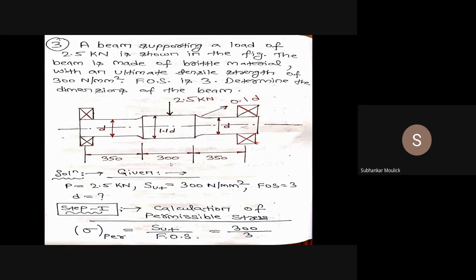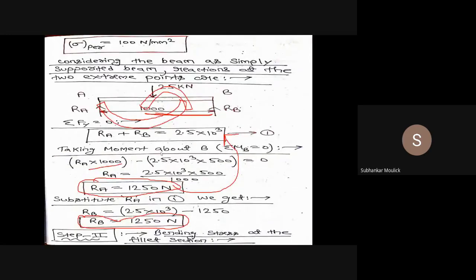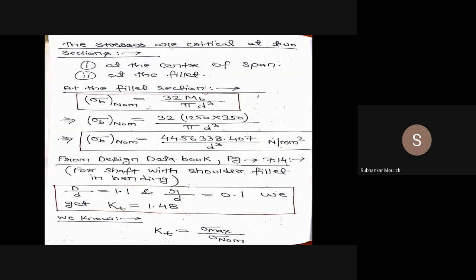Again I know that KT is equal to sigma max by sigma nominal. First find the value of sigma nominal, then find the value of KT from the design data book, multiply it with sigma nominal, and you will get the value of sigma max. So let us find the value of sigma nominal for the mid span of the beam. Bending stress for the mid span of the beam will again be 32 MB by pi d cube. Now, what is the bending moment?